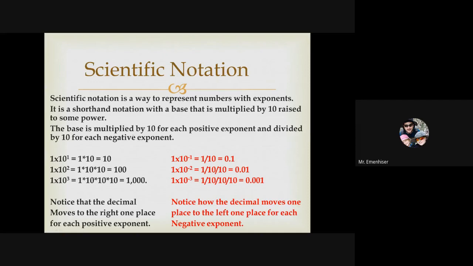So let's look down here. So if I have 1 times 10 to the 1, that literally means 1 times 10 once, and that's 10. 1 times 10 to the 2 is 1 times 10 twice, which is 100. And so we are multiplying by 10, but watch this. We're also taking the decimal and moving it. So if I have 1.0 and I say 1 times 10 to the 1, that's 1.0, and I move the decimal place 1 place over.